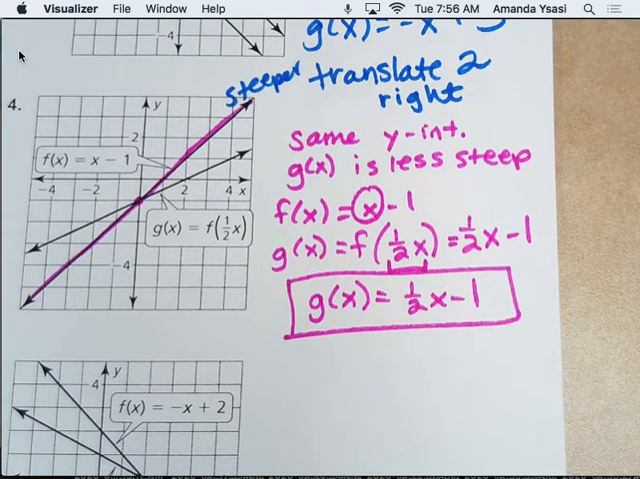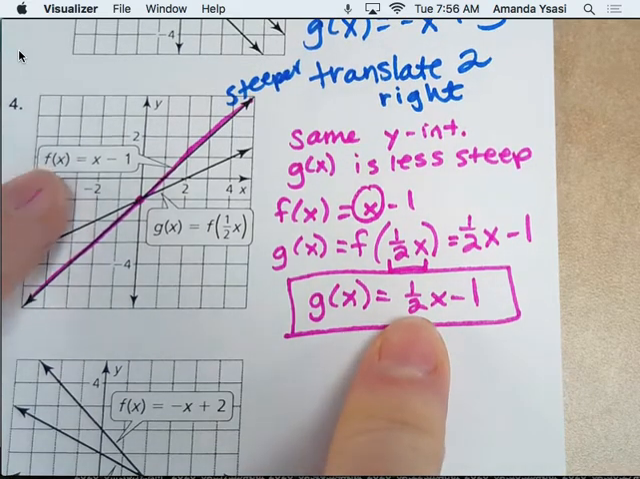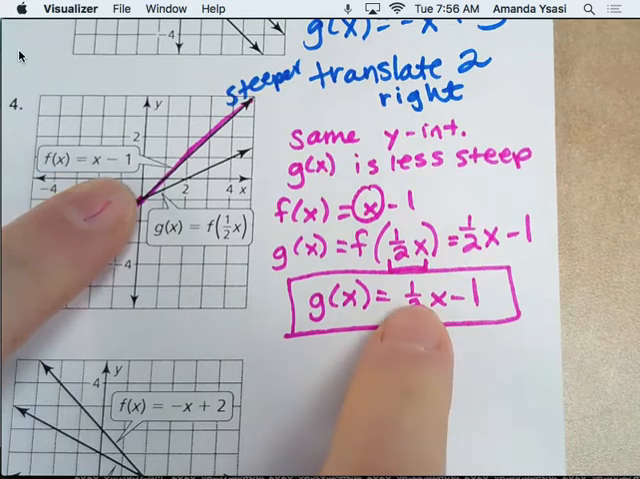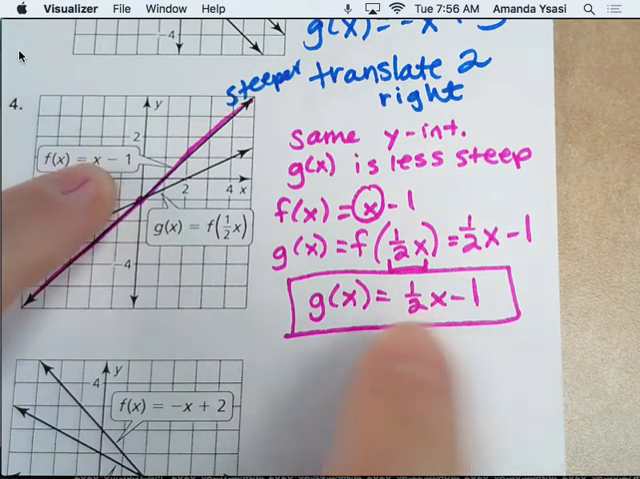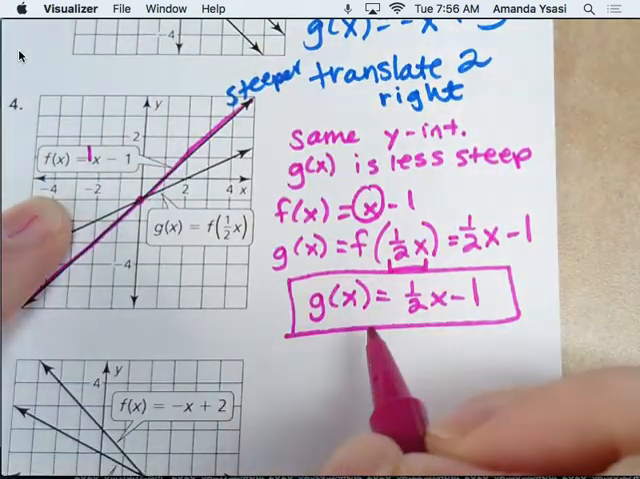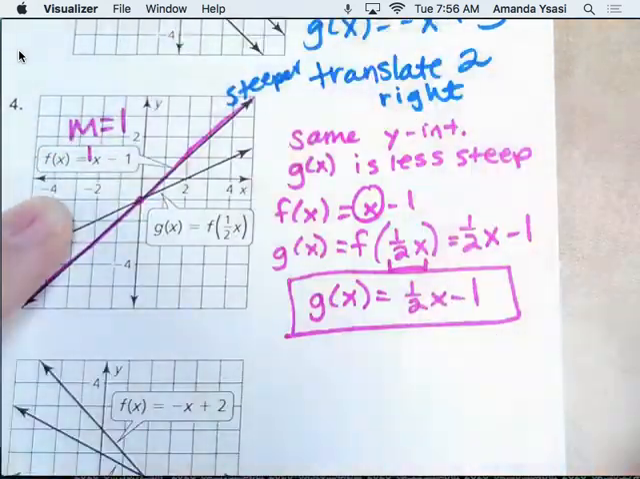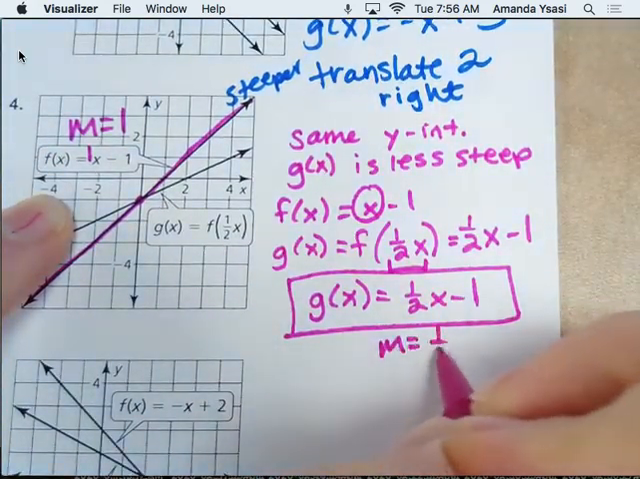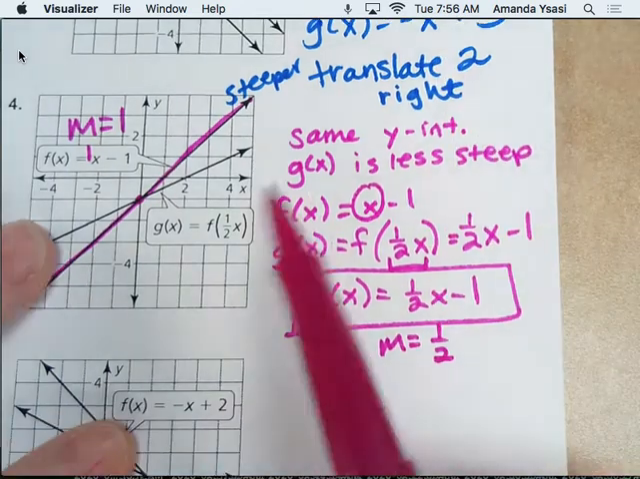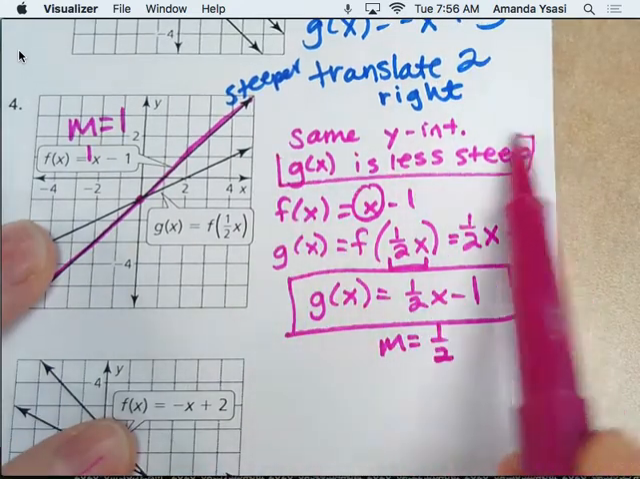So in the equation, the only thing that changed from f of x to g of x was our slope. See how this is 1x? Our slope here is 1. Our slope here is half. So that's why g of x is less steep by half.